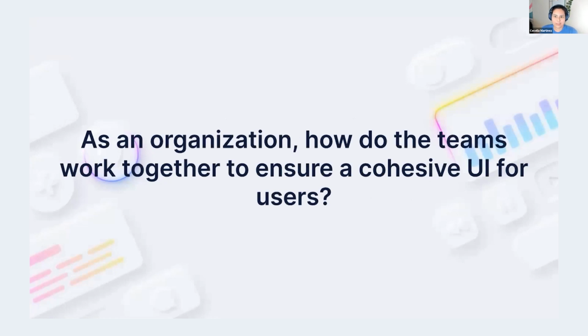So I'm going to throw this to the chat. I'd like to get some thoughts on, as an organization, how do the teams work together to ensure a cohesive UI for the users? There's a few different strategies and solutions that you could take to solve this issue, and I'm curious what some of y'all have seen or how you would approach this scenario. Give a few minutes here for people to answer in the chat.